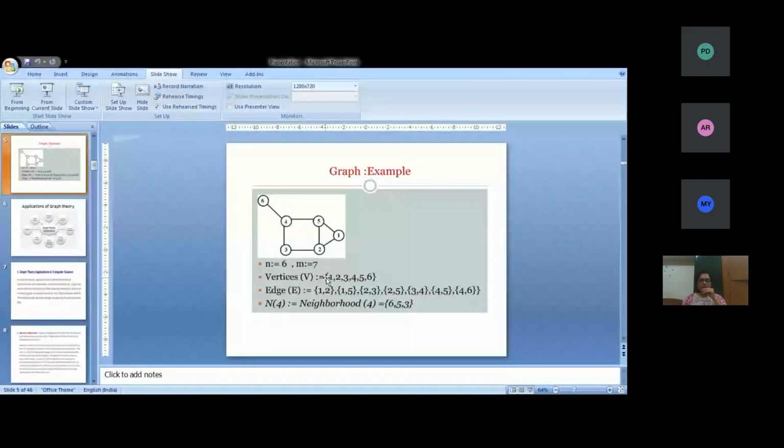We denote the vertices V as 1, 2, 3 up to 6, and the edges as the pairs connecting the vertices, that is 1 comma 2, 1 comma 5, and so on, up to 4 comma 6. If you want to know the neighborhood of 4, then we can say it is 6, 5, and 3.